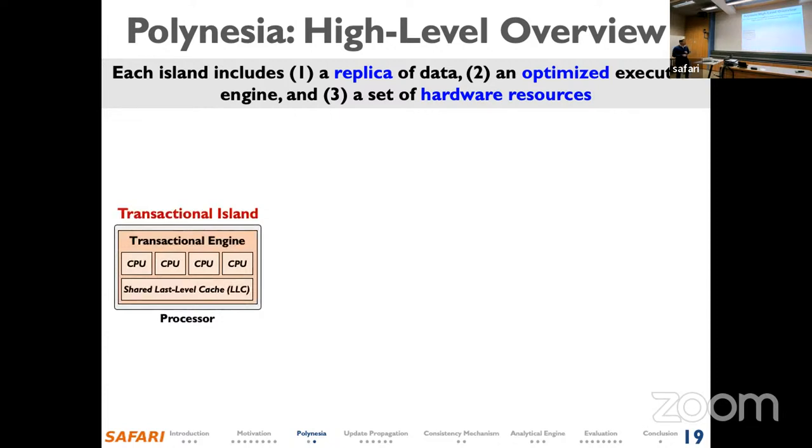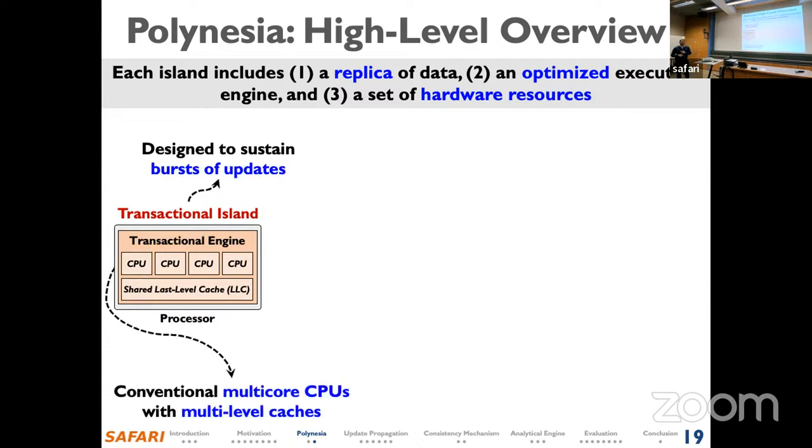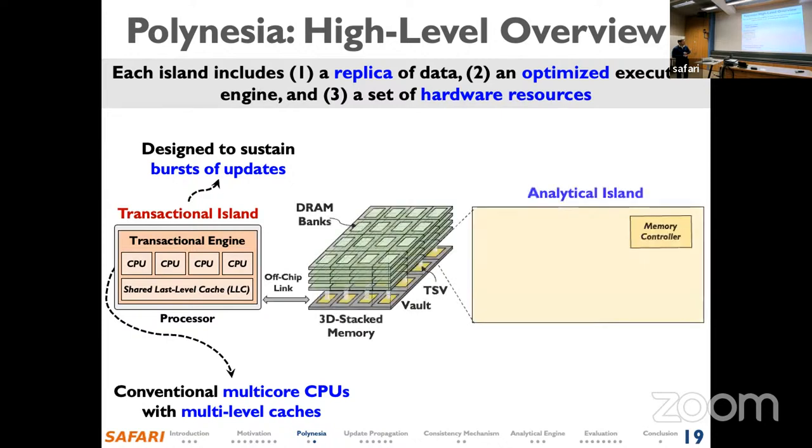So here first we have the transactional islands, and the transactional islands are designed to sustain bursts of updates. And since transactional workloads often have a lot of data locality, they benefit from deep cache hierarchies. So here, we only make use of conventional multi-core CPUs and multi-level cache hierarchies to make sure that we sustain high throughput for transactions. So there's not much invention here.